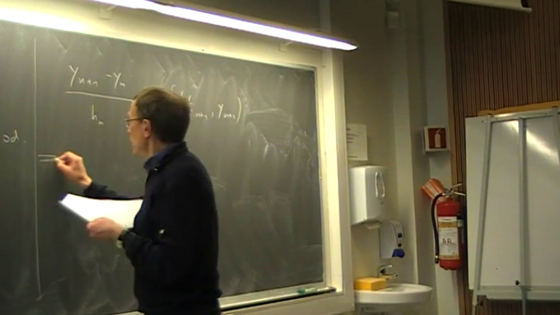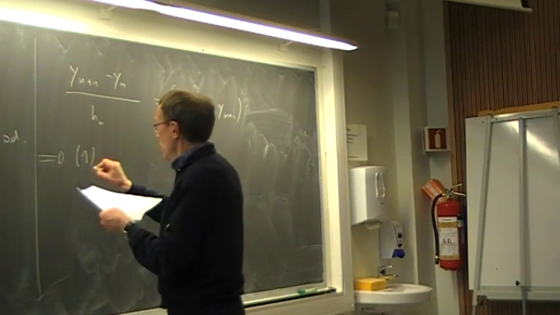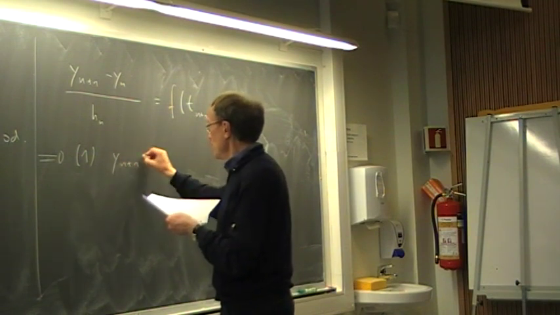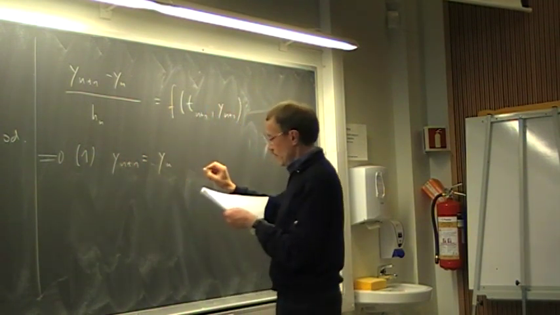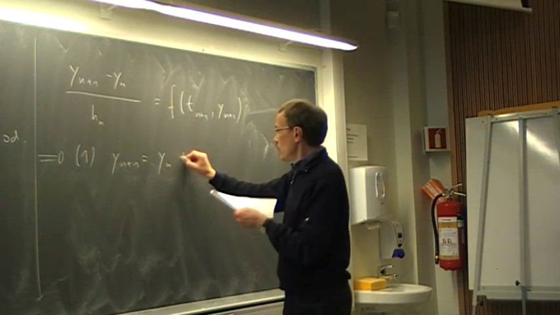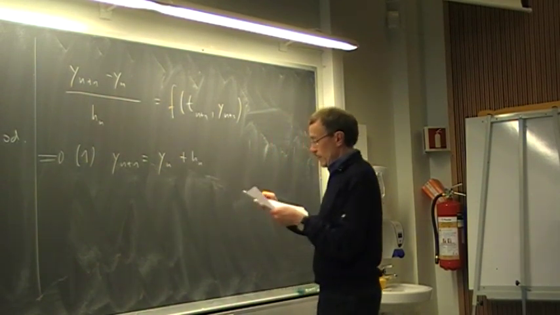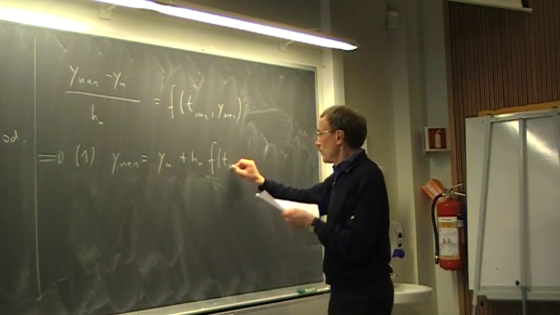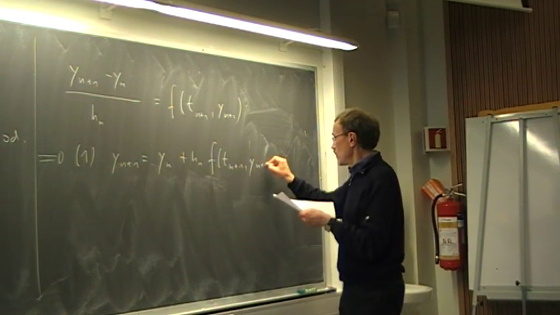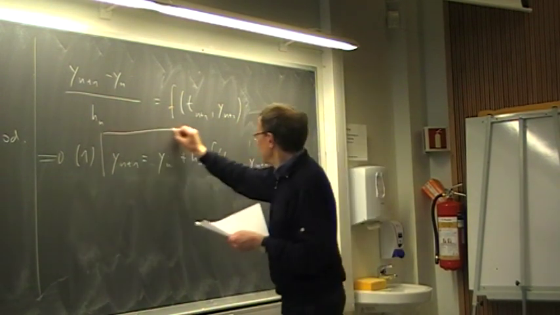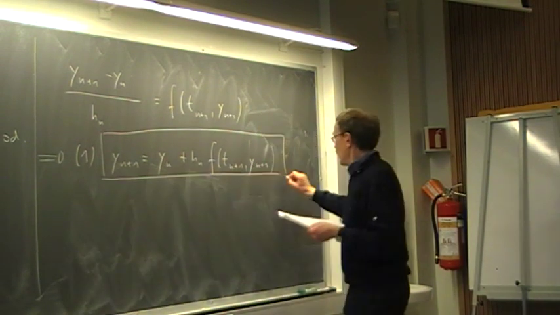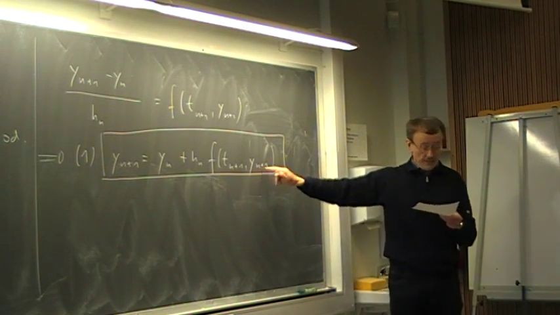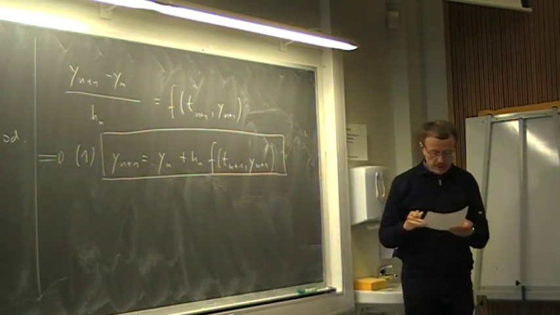And from that we then get the algorithmic form of the implicit or backward Euler method as yn plus 1, the solution at the new time level, is equal to the old one, plus the time step hn times the slope, which is f of tn plus 1, yn plus 1. And that is the difficulty, that the solution also appears here in f. But we'll see how we can tackle that.